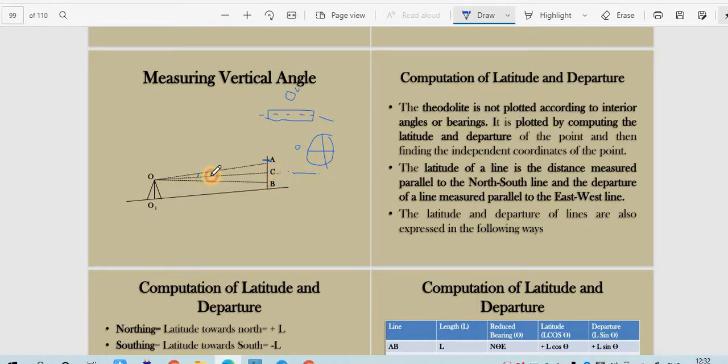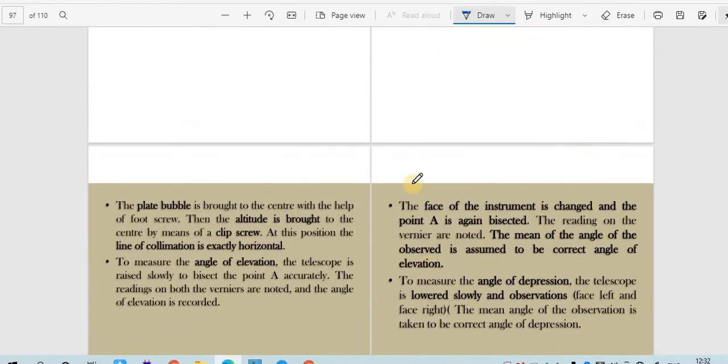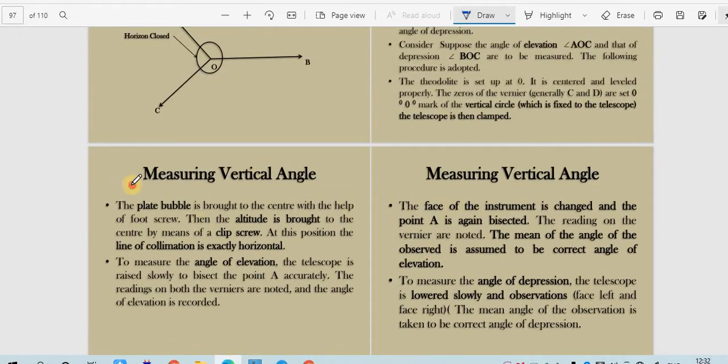Next, the angle which is measured below the level line is called the angle of depression. So two angles can be measured in the vertical angle. One is called the angle of elevation, above the line of sight, and one is called the angle of depression, below the line of sight. In this way you can calculate your vertical angle. This is the theoretical part. I have explained it very briefly.